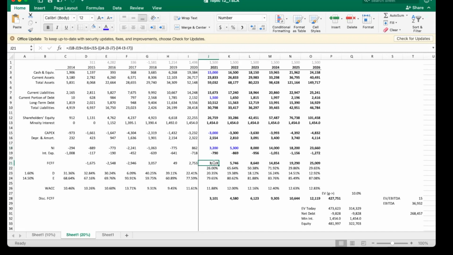But if you're given some financial statement data on a company, I would expect that you would be able to calculate free cash flows to the firm with that data.